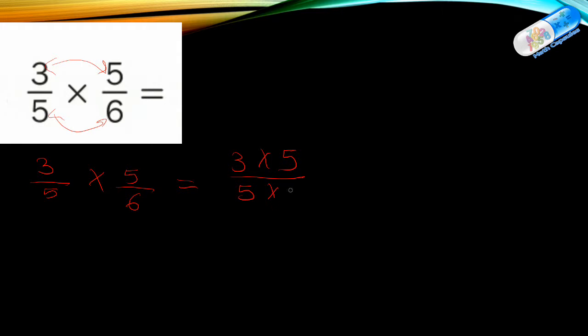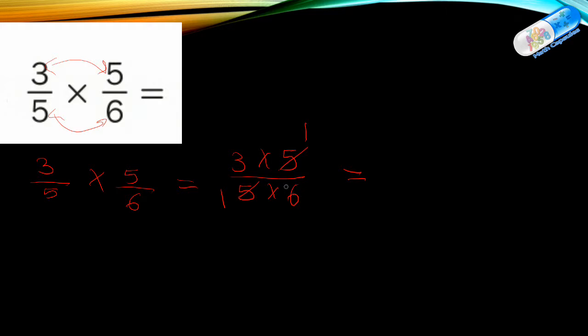Example. Here we have 3/5 multiplied by 5/6. Both of them are fractions, so we directly multiply numerators, multiply the denominators. Here we have 3/5 multiplied by 5/6. This will be 3 multiplied by 5 over 5 multiplied by 6. Who can tell me? This is so obvious that we have a common factor between 5 and 5, which is 5. So 5 divided by 5 equals 1.